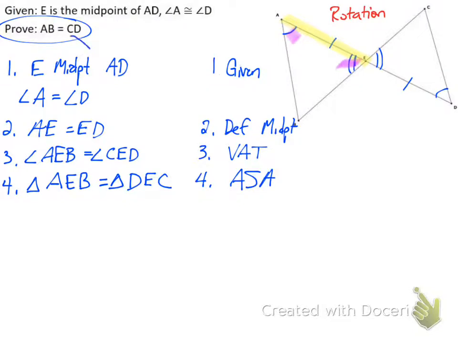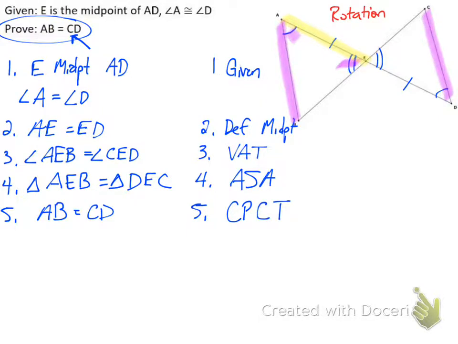Remember, I'm not done. I want to prove that AB is equal to CD. So I can go 5. AB is equal to CD. And I know this because, again, AB and CD, when I would rotate it, they would be on top of each other, so they are corresponding parts, CP, of congruent triangles, CT.